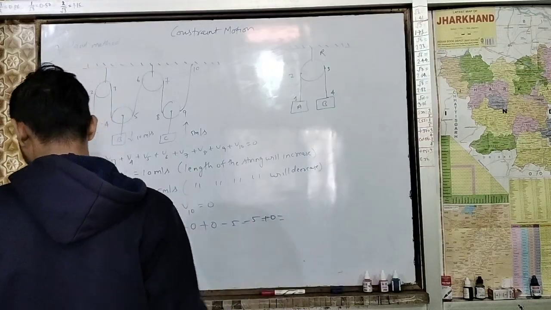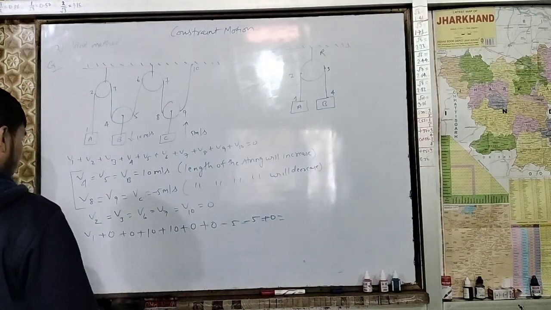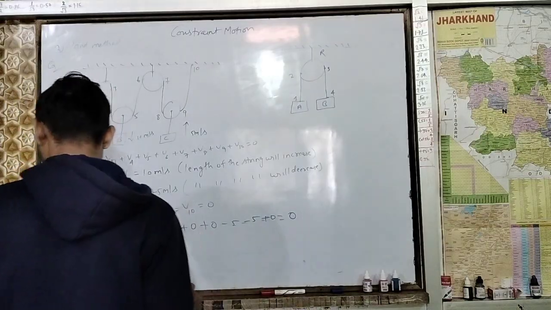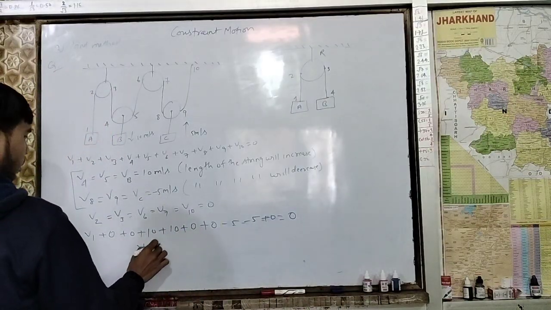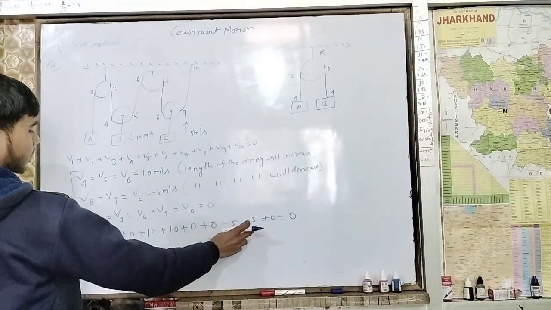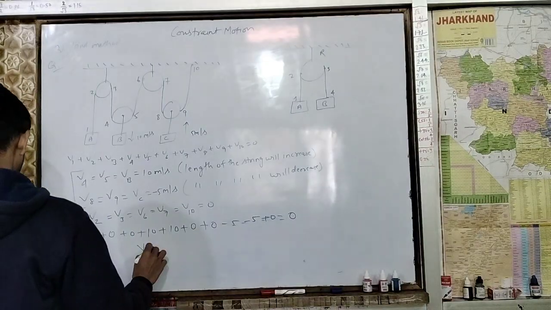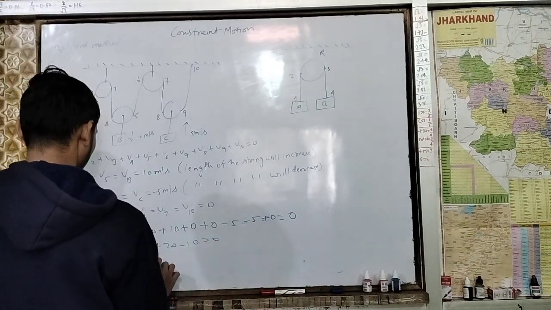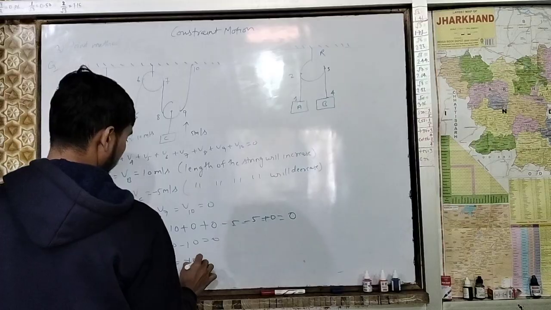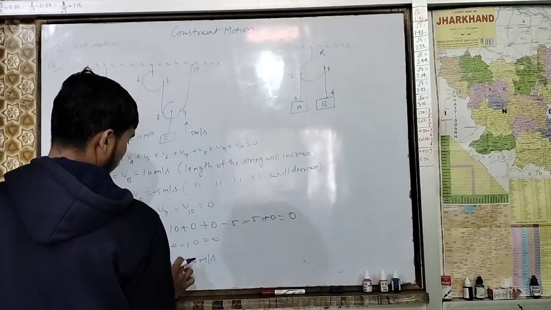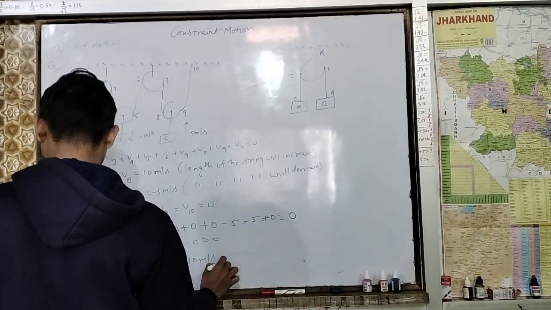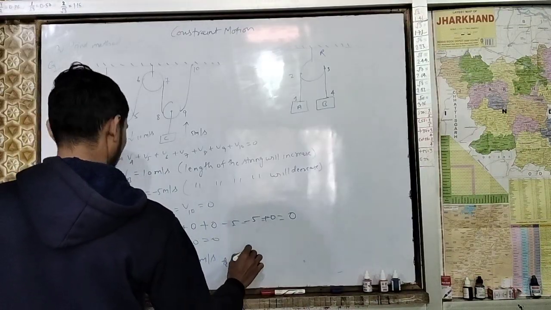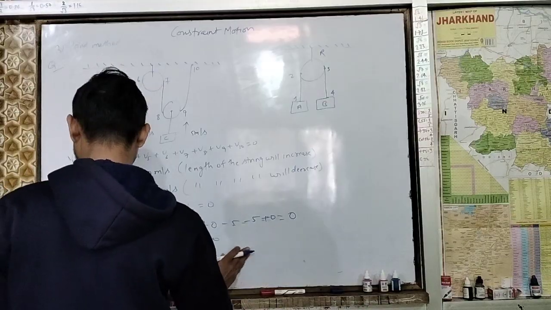Just calculate all. You will get this will be equal to 0. So final answer will be V1 plus 10 plus 10 minus 5 minus 5 will be equal to 0. So V1 will be your minus 10 meter per second. Minus 10 meter per second. This is our answer. Block A moves upward.